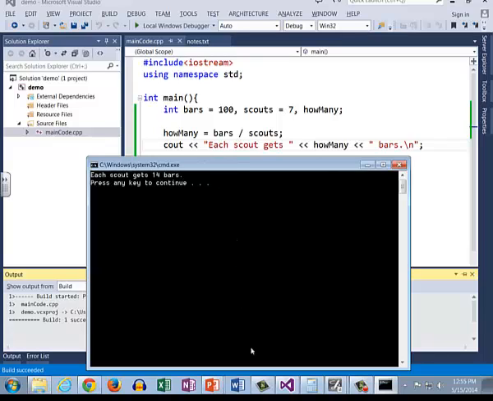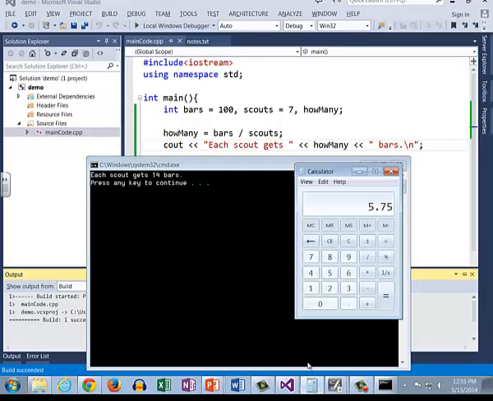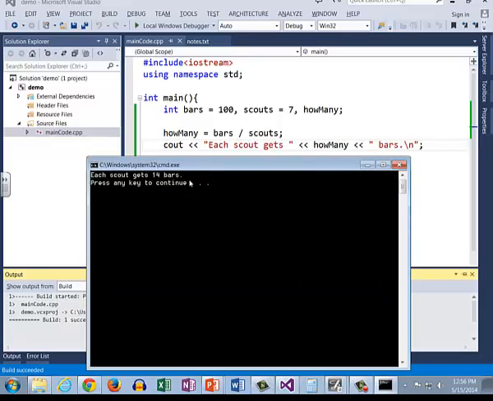Okay, now, if we did that in a calculator and we did 100 divided by 14, what are we going to get? It says each scout gets 7.14285, and you know that that's not possible, right? There's no way to divide candy bars that way. So we're going to keep the candy bars whole, and we're going to give each scout 14 of those bars.